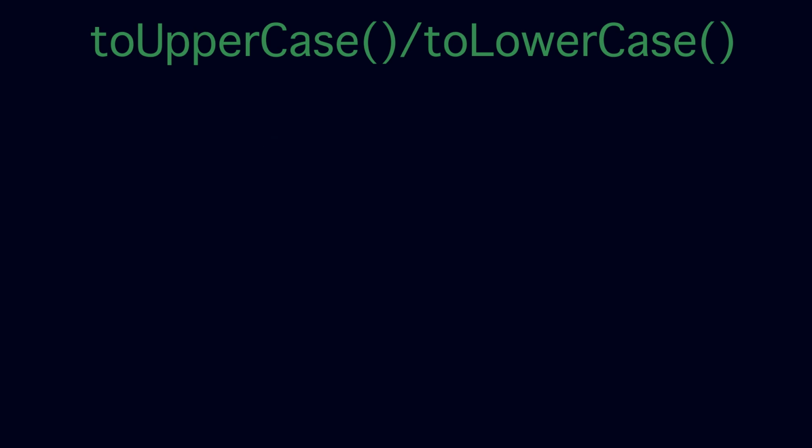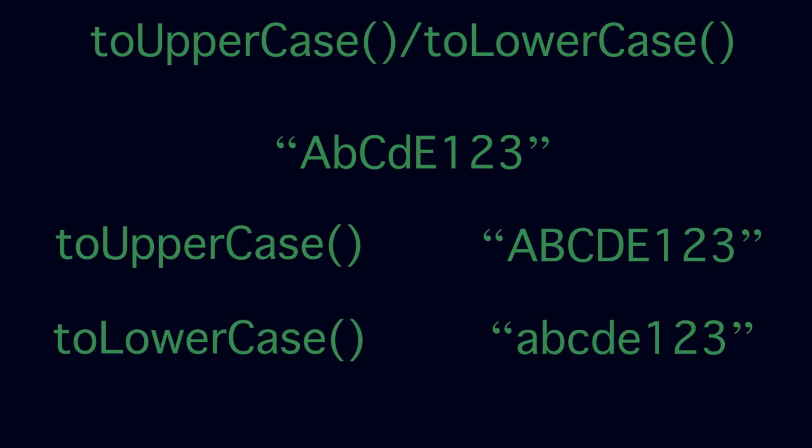Next, let's look at toUpperCase and toLowerCase. These two functions do just about what you would expect them to do. When you perform this operation on a string, it will either capitalize or lowercase all letters in the string, respectively.